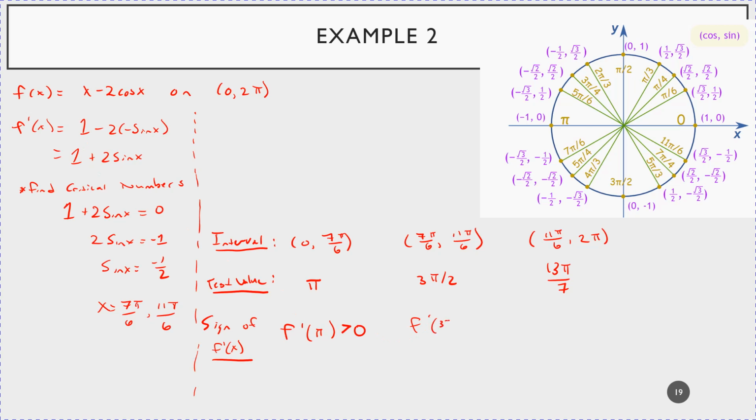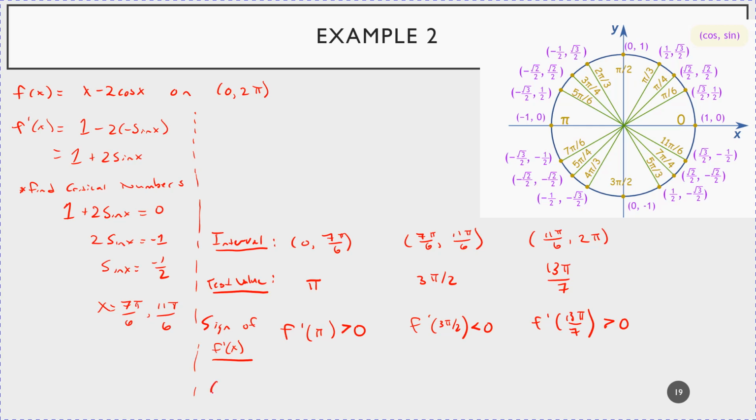F prime of 3 pi over 2. Well, sine of 3 pi over 2 is negative 1. So this is 1 plus 2 times negative 1. That's negative. And then f prime of 13 pi over 7. That one you can use a calculator for. And if you plug it into this, it ends up just being greater than 0. Okay, this ends up being like negative 4 point something times 2. So it's not greater than 1.